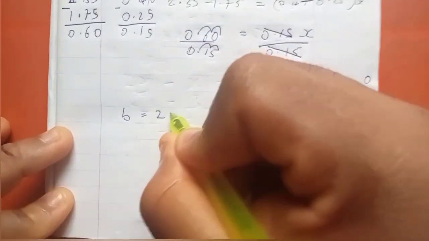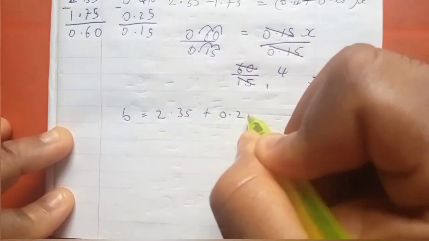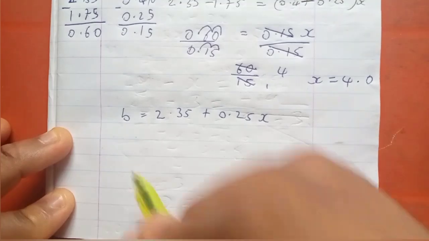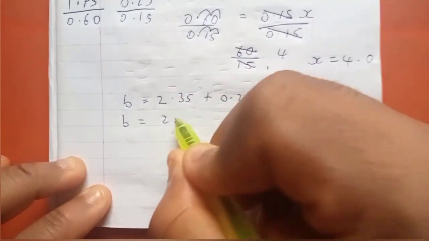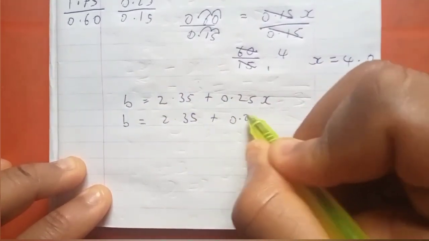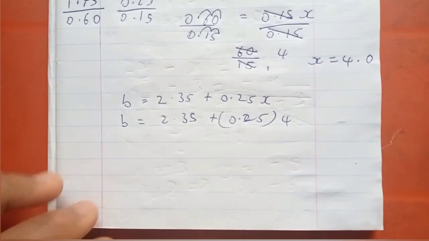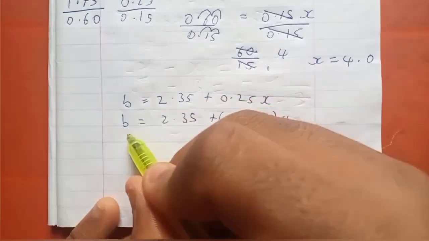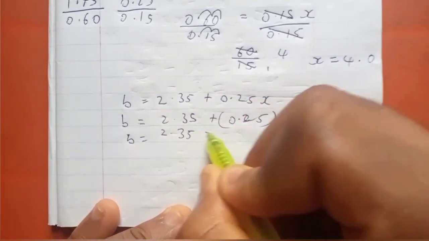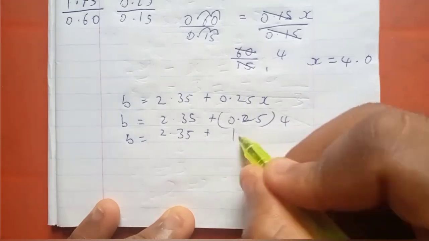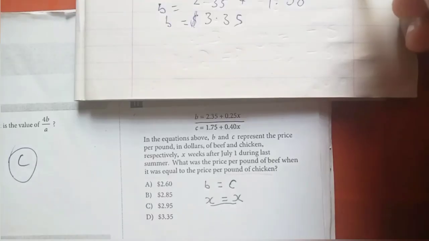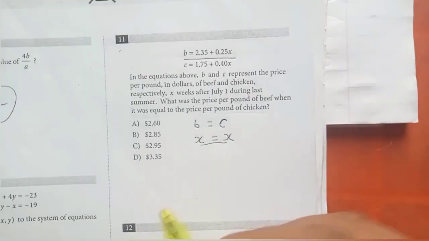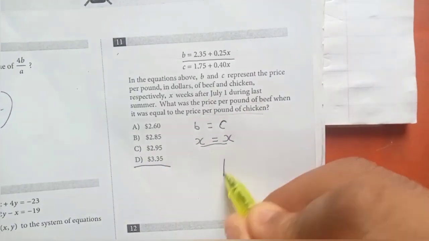B is equal to 2.35 plus 0.25x. We know that x is 4, so that means B will be equal to 2.35 plus 0.25 times 4. A quarter times 4 would be 1. So B is equal to 2.35 plus 1.00. That means B is equal to $3.35. And from the options, our answer is D.